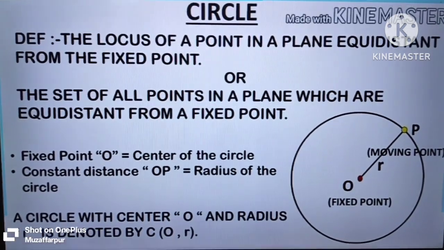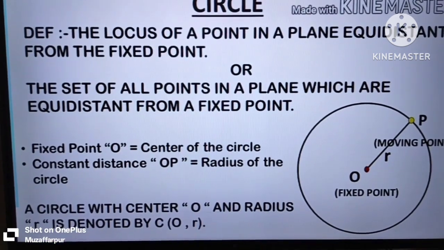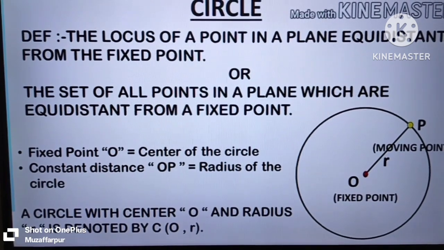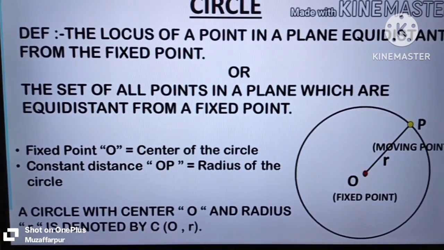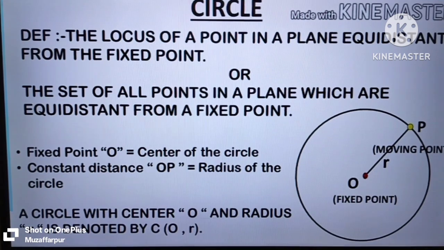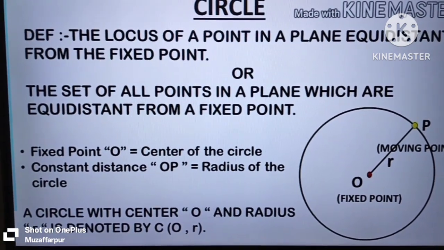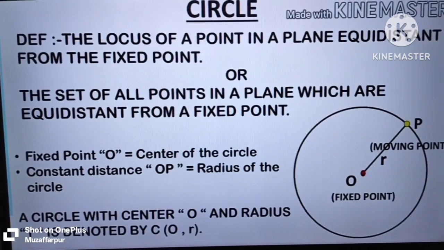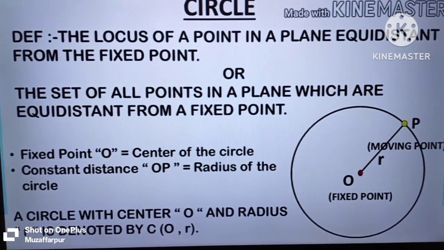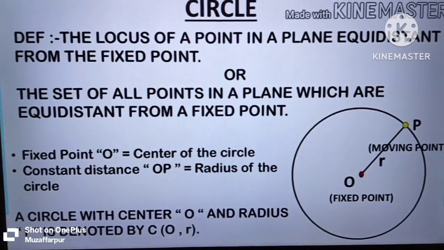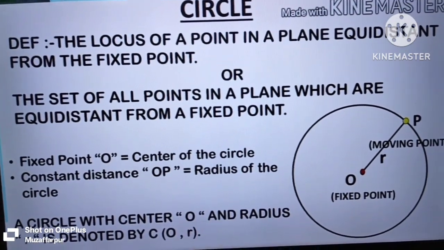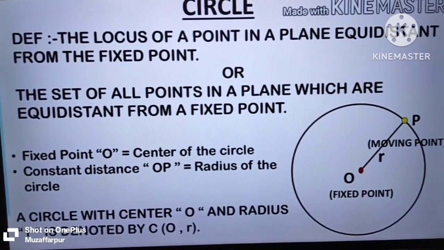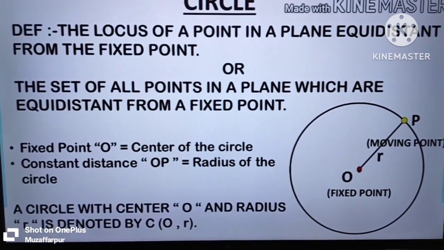Figures may be one-dimensional, two-dimensional or three-dimensional, depending upon how many dimensions are used in that figure. Circles, square, rectangle, rhombus, parallelogram are two-dimensional figures. However, cube, cuboid, sphere are three-dimensional figures. So our concern is circle is a two-dimensional figure.